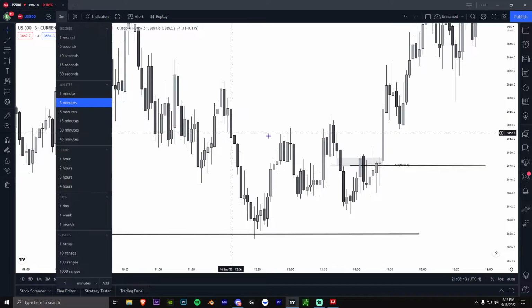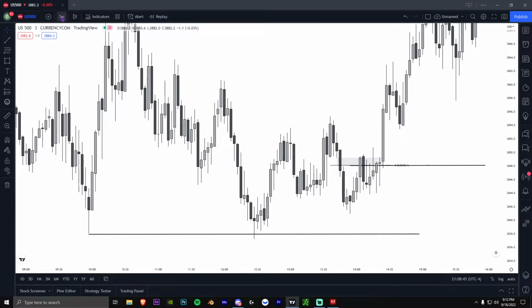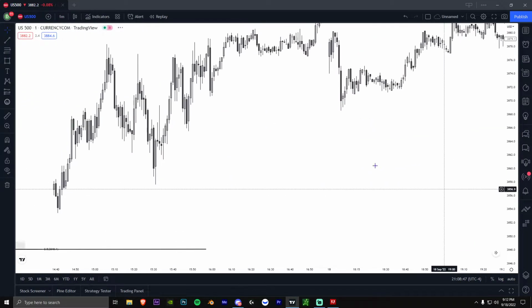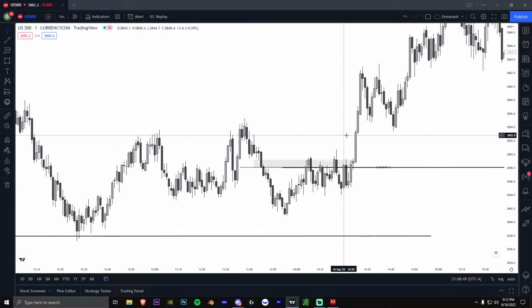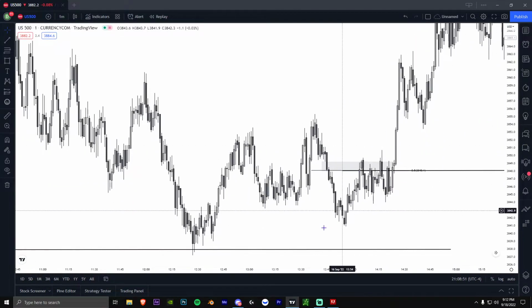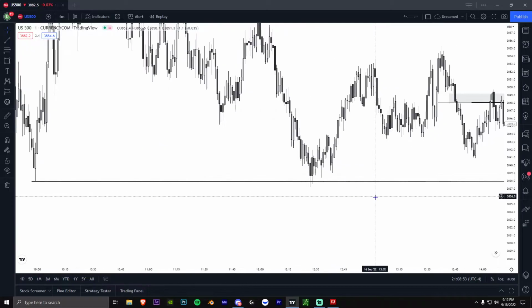Why? Because even the 3 minute shows it, but I'm just going to go to the 1 minute because it shows it a little better. So on the 1 minute, look what we have. We have the liquidity grab right here, okay?